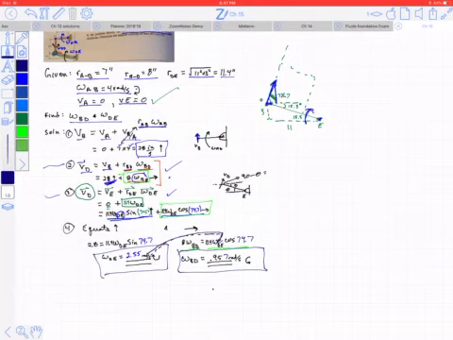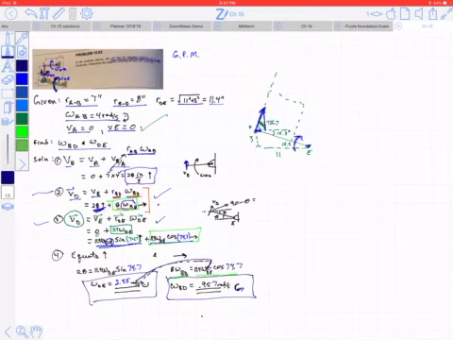We need to look and see what the directions are. We can see that omega BD right here has to be going clockwise, so omega BD is clockwise. And for that to happen, omega DE must be going counterclockwise, so counterclockwise.